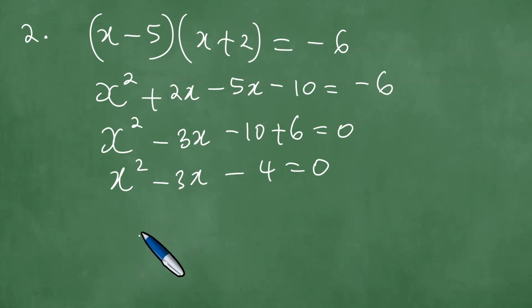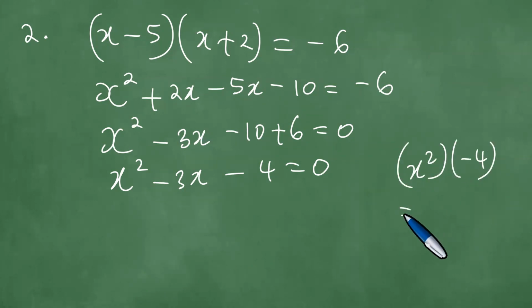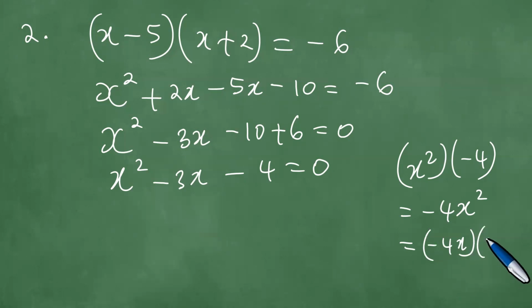How do we get the factors of this? We first look for numbers that when you multiply, you get negative 4, and when you add them, you get negative 3. Normally we multiply x squared with minus 4. That is the strategy we use here, and we get minus 4x squared. After that, we look for factors of minus 4x squared that give minus 3. Those factors are minus 4x together with x, because minus 4x plus x gives us minus 3.